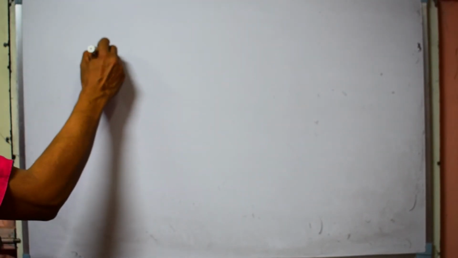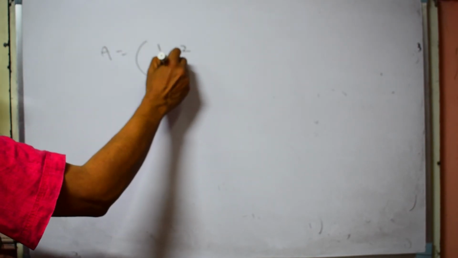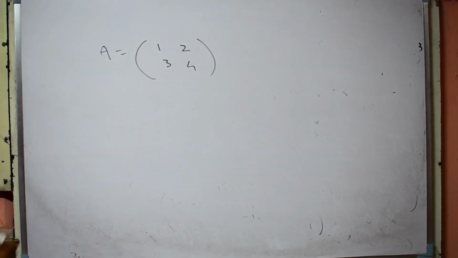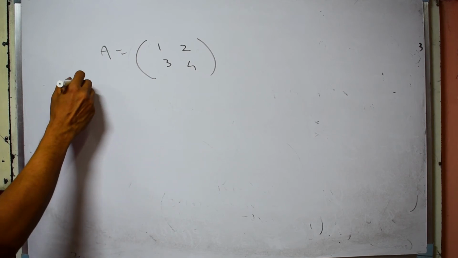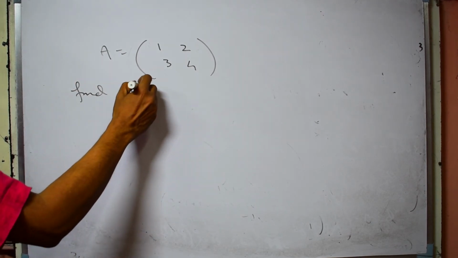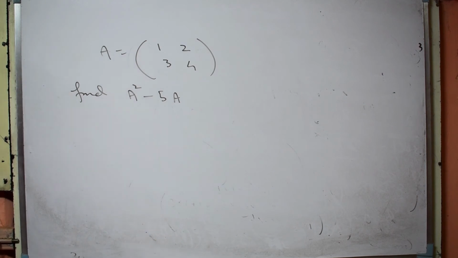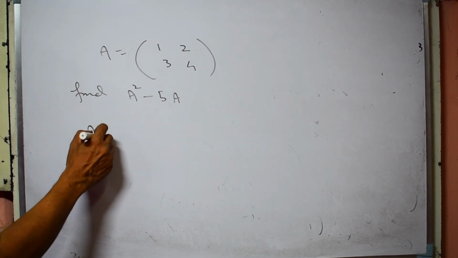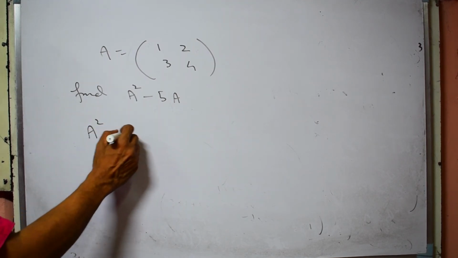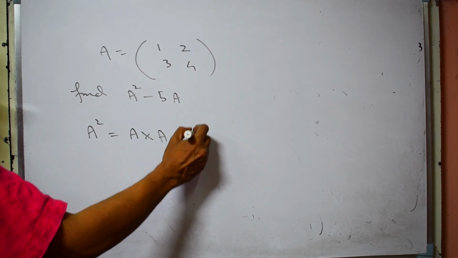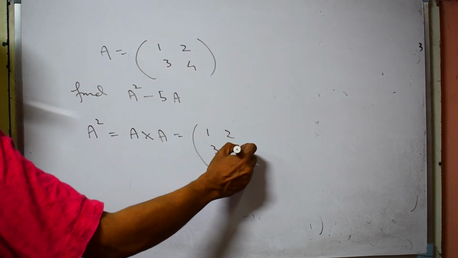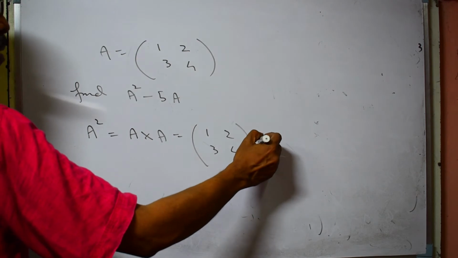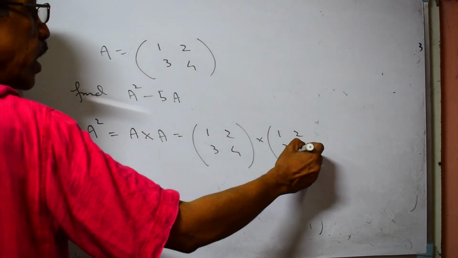In matrix multiplication, A is a matrix like [1, 2, 3, 4]. And a question I am asking: find A square minus 5A. What will be the result? How to solve? A square minus 5A. Then what is A square? A square is actually A into A. So what you need? This matrix [1, 2, 3, 4] should be multiplied with [1, 2, 3, 4] again.